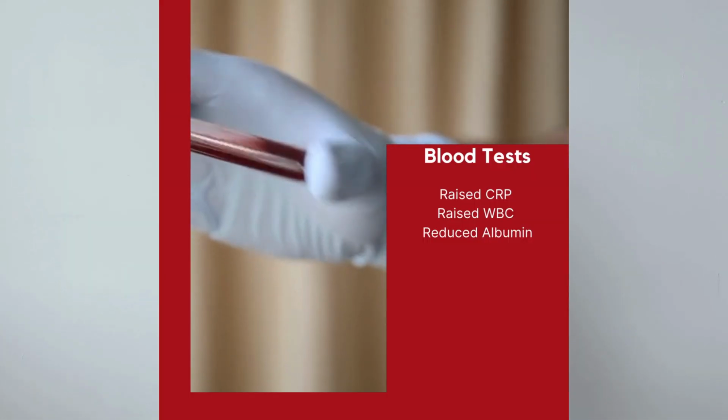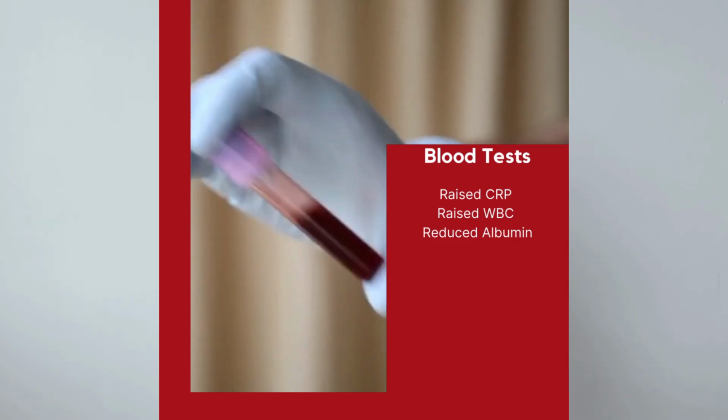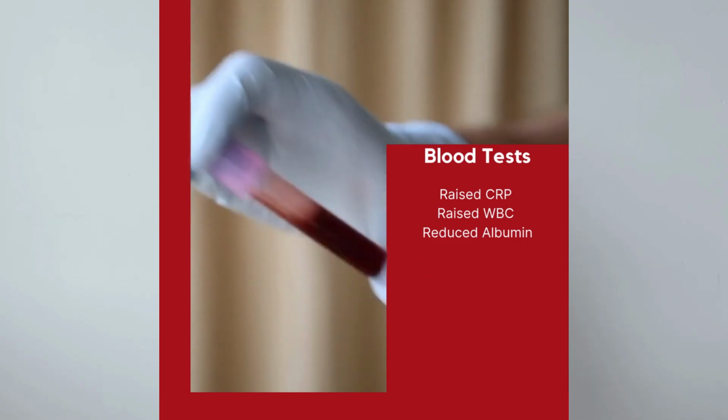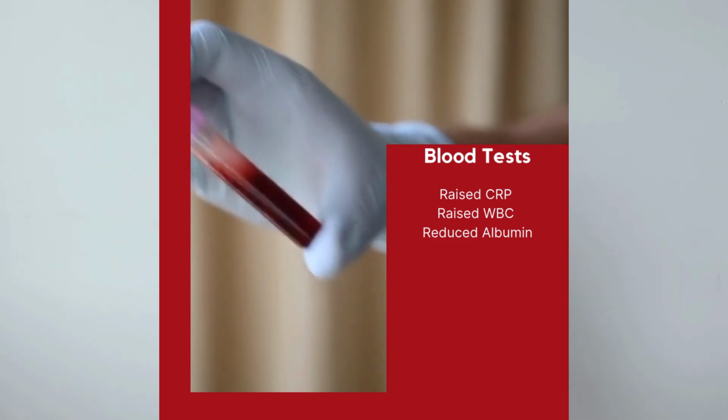Do a blood test. There's raise in inflammatory markers such as raise in CRP, there's raise in WBC count, and there's reduced albumin. So why there is a reduced albumin? Liver is where the inflammatory markers like CRP are produced, and liver shifts its focus from producing albumin, which is a synthetic function of liver, to producing CRP. So there is downregulation of albumin production, upregulation of CRP production.